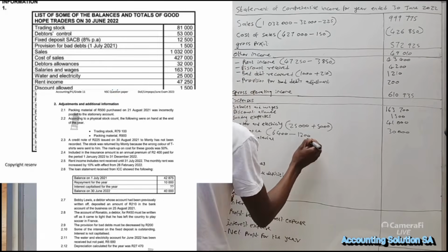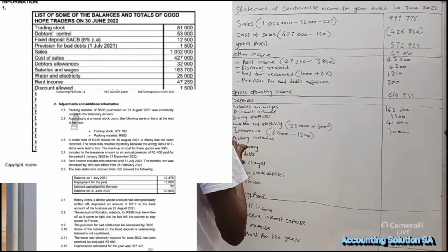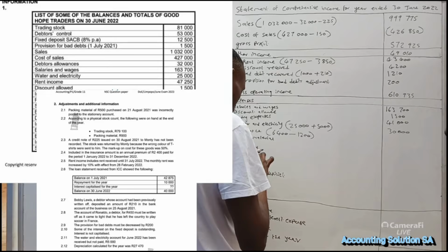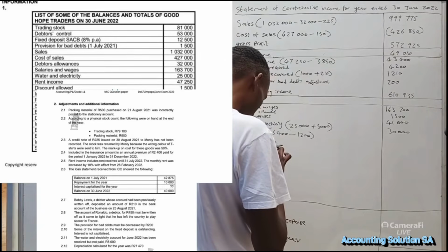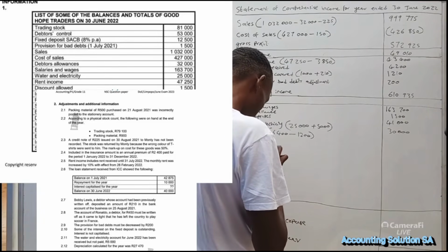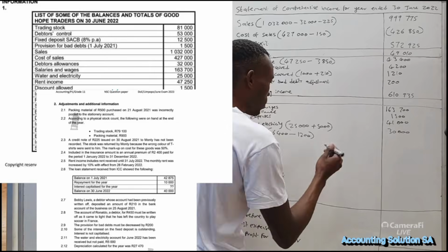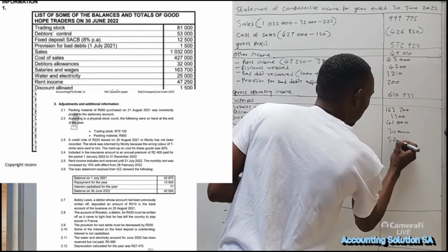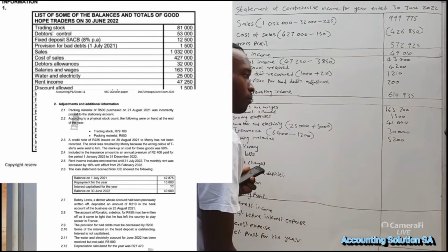1,200. Okay. Then after that, you just calculate and you're going to get the amount of how much? 5,200. 5,200. Very simple, guys. Very simple.